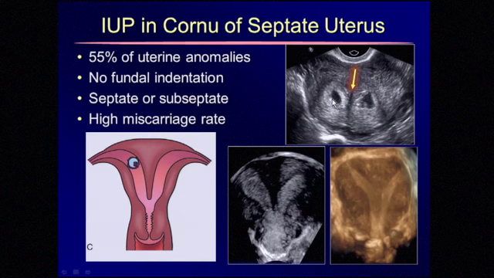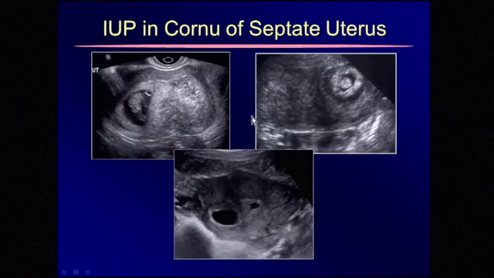The septum does not have to be thick. It can be a thick fibromuscular band, or it can be fairly thin, depending on how much muscle or fibrous tissue there is. So here's a separation between the two horns, and that was in the septate uterus. That is an intrauterine pregnancy. Unfortunately, though, it carries a high miscarriage rate.